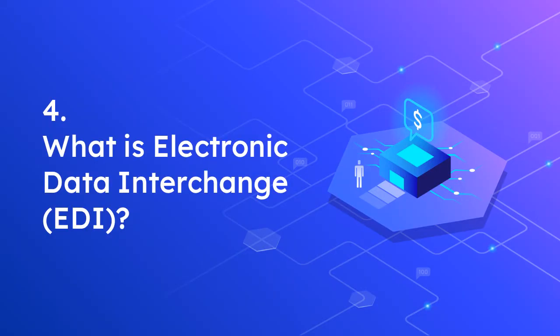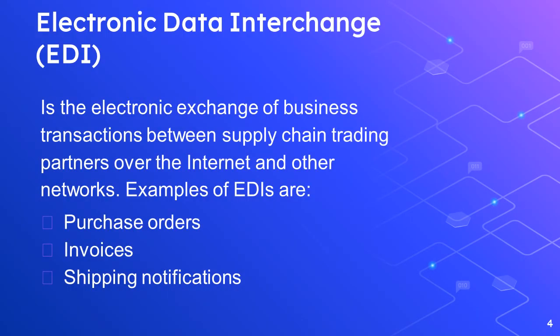So what is electronic data interchange, or EDI? EDI is the electronic exchange of business transactions between supply chain trading partners over the internet and other networks. So examples of EDIs are purchase orders, invoices, or shipping notifications.